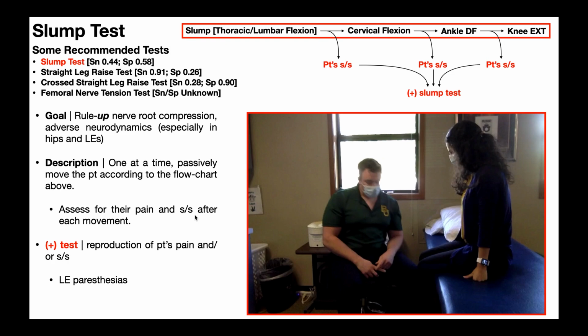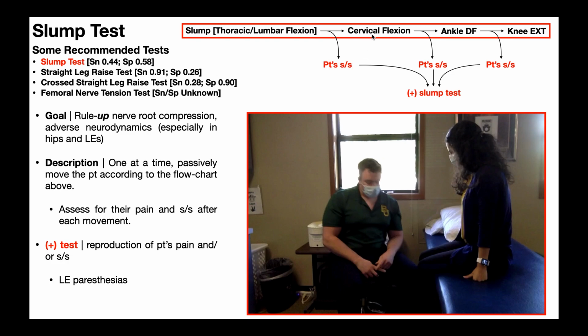Okay? So before we get into this video right here, let's actually go through the flowchart and make sure we understand that. The first movement is really the only one that's not passive. This you can have the patient actively do, and they're going to assume a slump or a slouch position, basically an intentionally bad posture. You'll see that in a minute. This involves thoracic and lumbar flexion. And once they do this, you then assess for their signs and symptoms and pain.